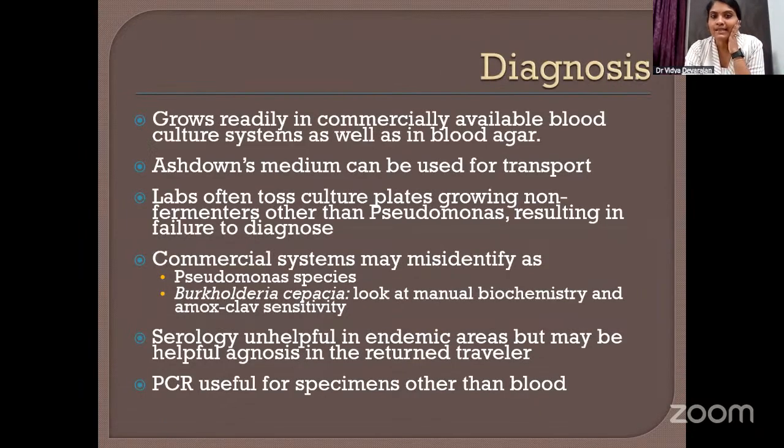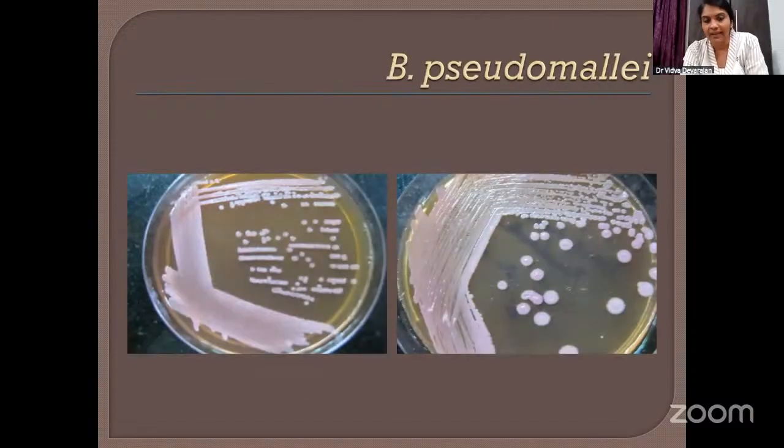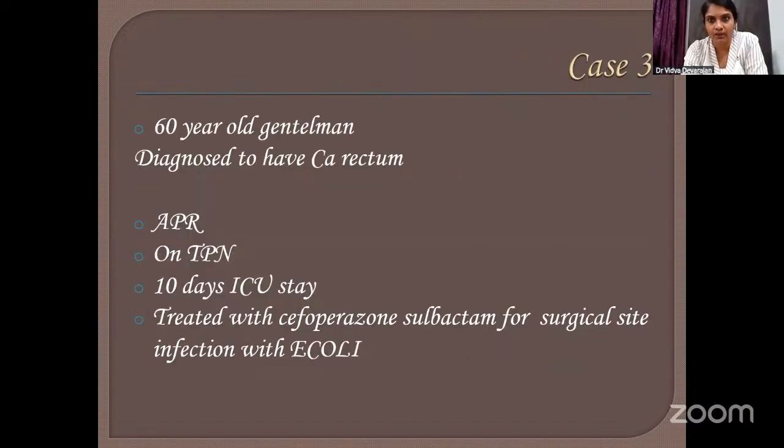So diagnosis, it grows readily in your blood culture medium. All that you need is to talk to the lab. Ashdown medium is used for transport. In endemic areas, serology may not be helpful. PCR is useful for specimens other than blood. So that's how your Burkholderia pseudomallei looks.